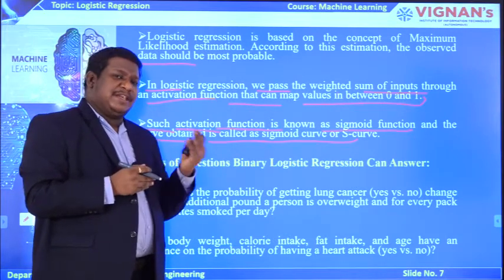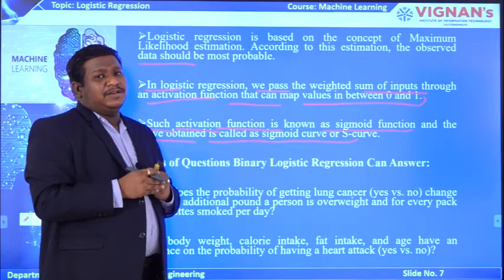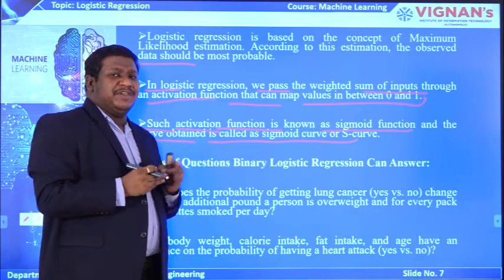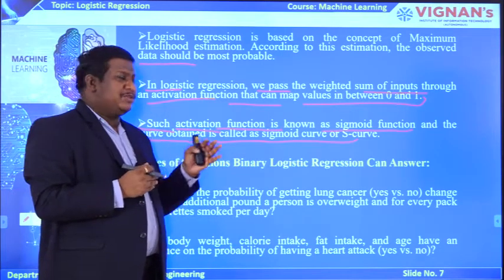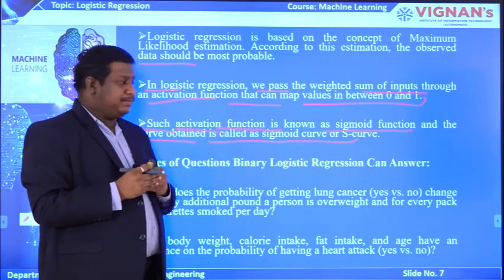In a similar fashion to linear regression, here also we generate a function, the logistic function, which can be called here the sigmoid function. By using that sigmoid function, you generate a curve, and the shape of that curve is called the S-shaped curve.